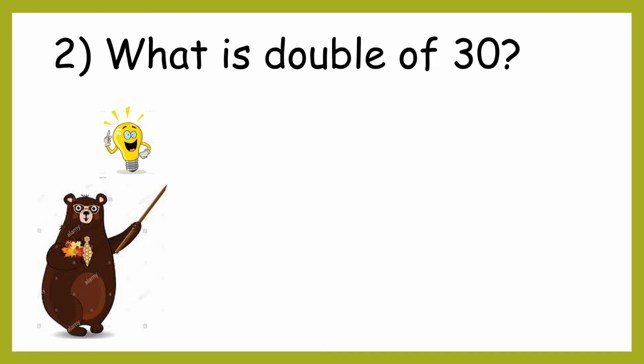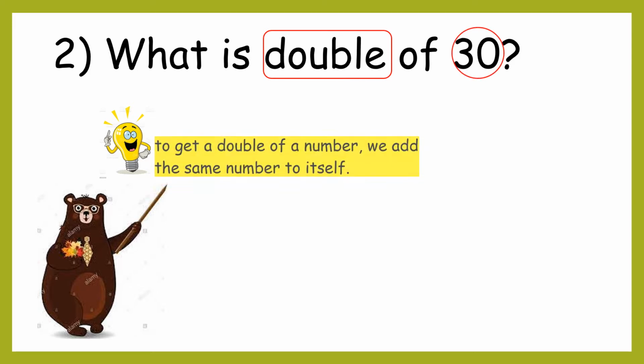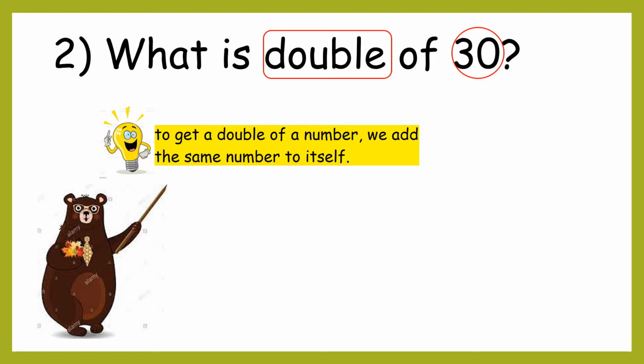Number 2. What is double of 30? Double of 30. To get a double of a number, we add the same number to itself. Now from before, I told you that if the question asks you to double a number, you have to add the same number.